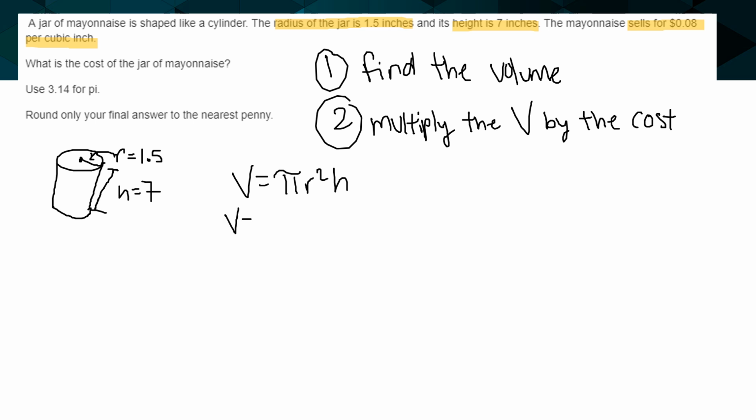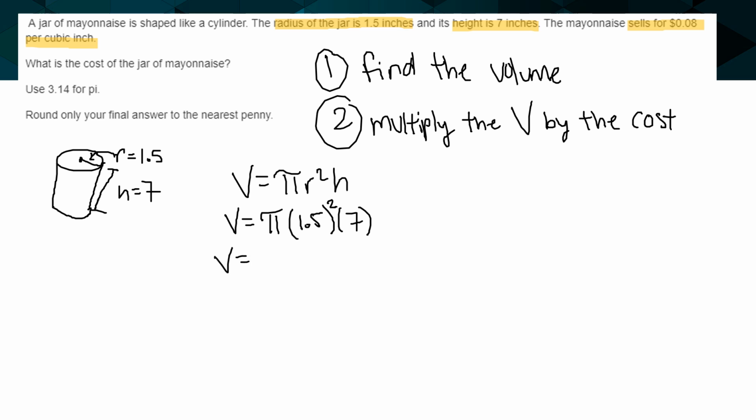So I have volume equals pi 1.5 and 7. Then if we go back into the problem and we look at this little tidbit of information, it tells us right off the bat to use 3.14 for pi. So I'm going to go ahead and replace that now in our equation as well. So that the next step will give us, oop, I almost forgot my squared, guys. I almost forgot my squared. I hope somebody caught that.